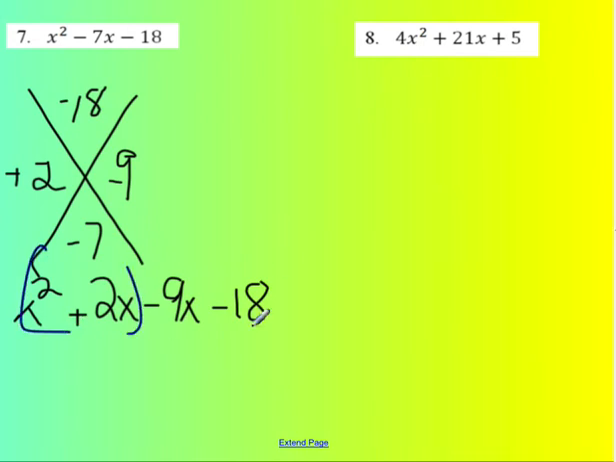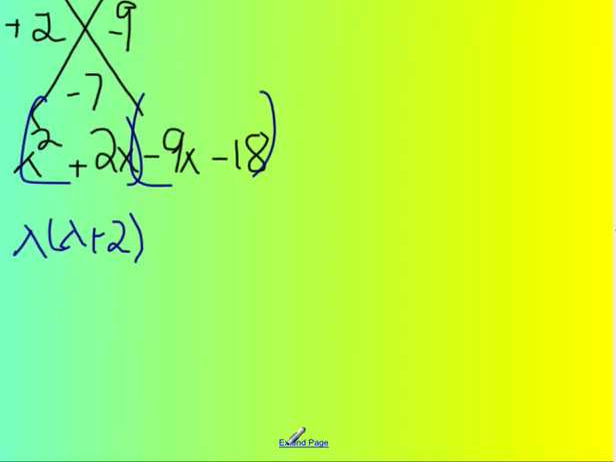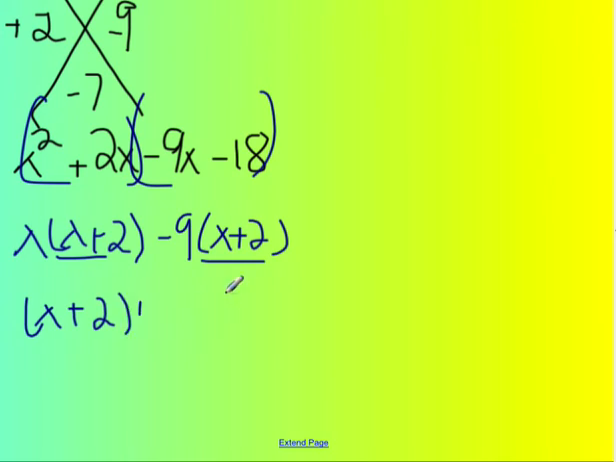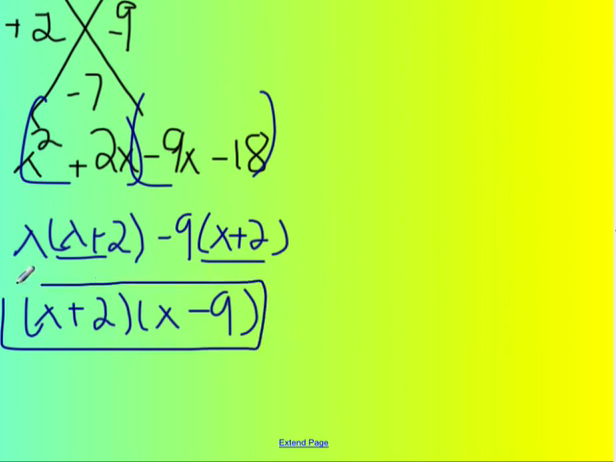So make our 2 groups. Between x squared and 2x, I can take out an x, and then we're left with x plus 2. Between negative 9 and negative 18, I can take out a negative 9, and again, we're left with x plus 2. So my leftovers are matching, so I can factor those out. And then we're going to write what's left after that, which is x minus 9. So this right here is your final answer for number 7.